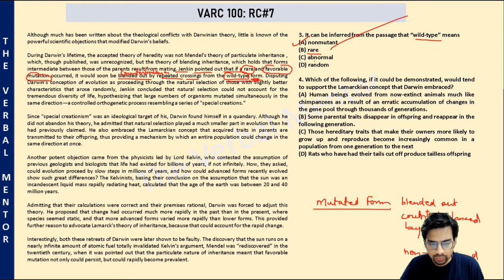We can't have a blend now. Both of them are rare. Abnormal, we don't know where that comes from. Random, we don't know where that comes from. So the only possible balancing out of a mutated form is a non-mutated form, right? Correct answer, option A. Nice question, this one.